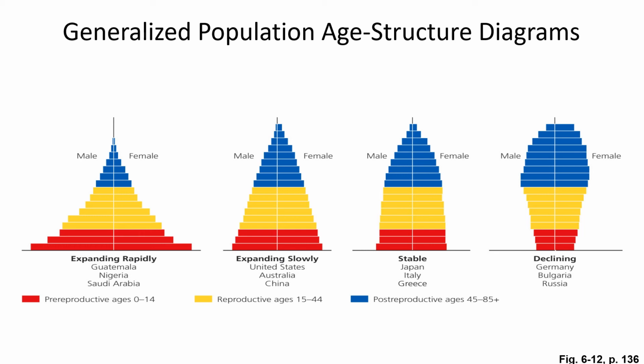And then in some declining countries, you end up with this elderly population at the top, and it's almost like an inverted triangle, and you end up with a very small number of children at the bottom.